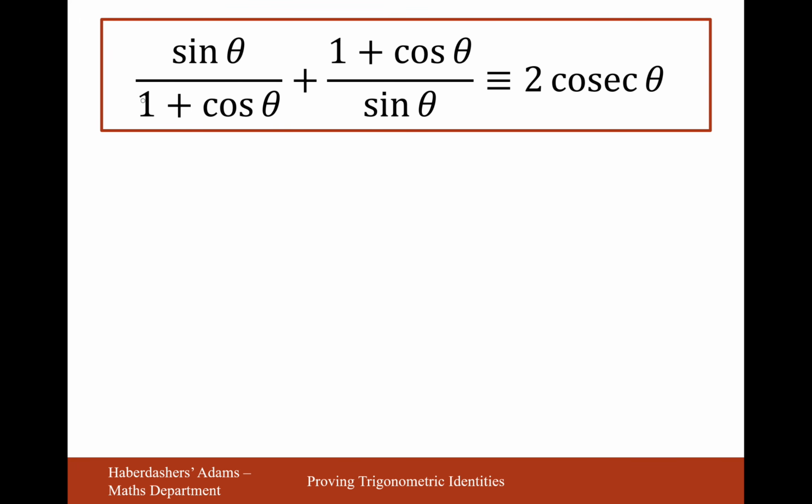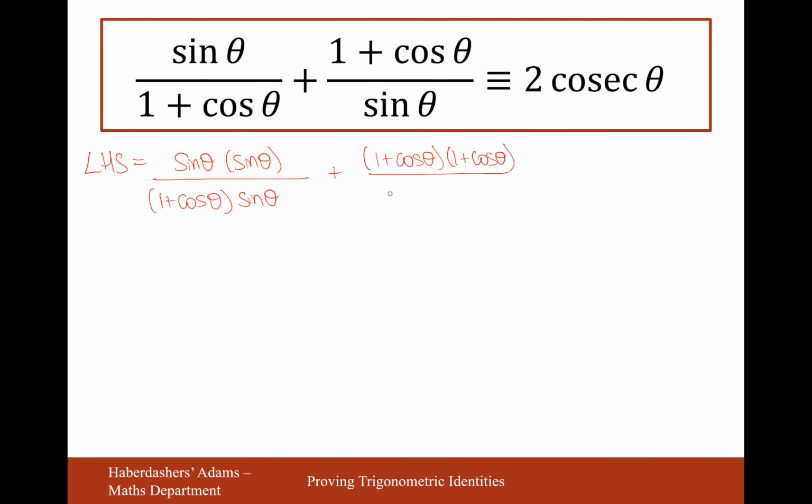Sine theta over 1 plus cos theta plus 1 plus cos theta over sine theta equals 2 cosec theta. So let's create common denominators and add these fractions together. So it's going to be sine theta times sine theta over 1 plus cos theta times sine theta. And the second one is going to be 1 plus cos theta times 1 plus cos theta over sine theta times 1 plus cos theta.